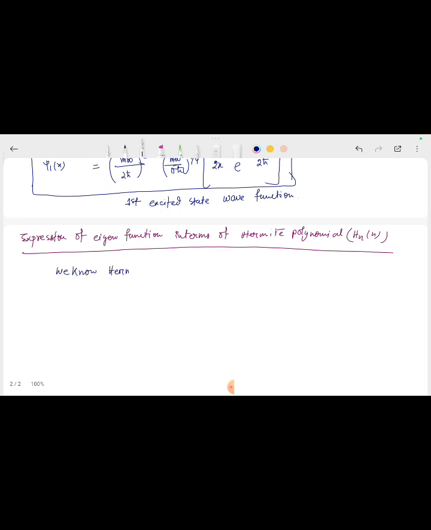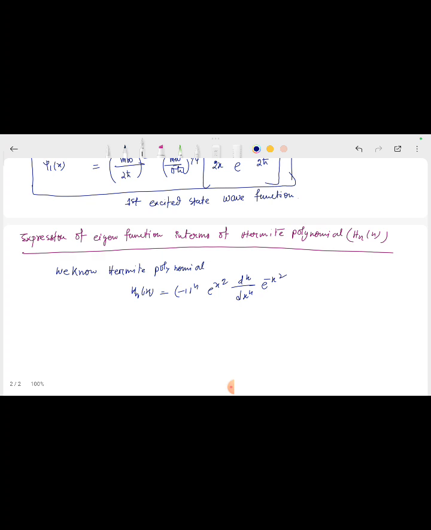Hermite polynomial: H_n(x) is equal to (-1)^n e^(x^2) d^n/dx^n e^(-x^2). This is the expression you already know, right? You already know these mathematical expressions.